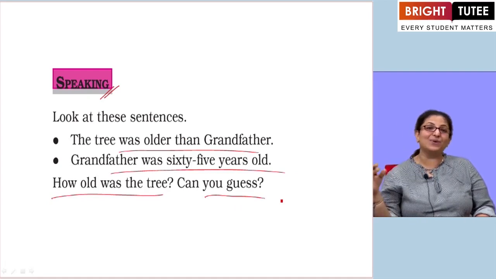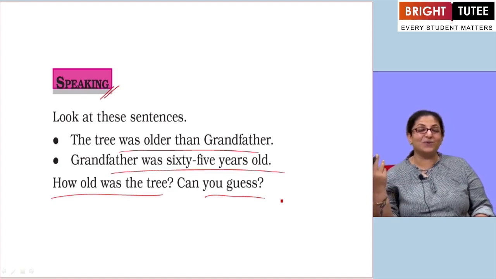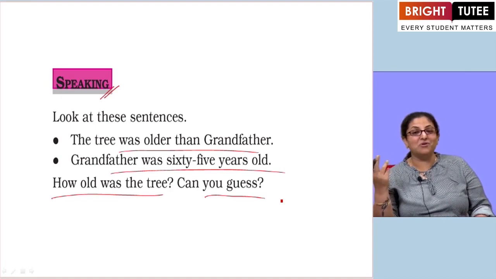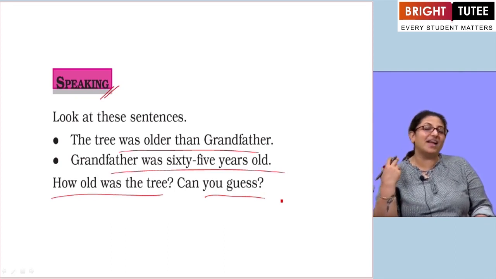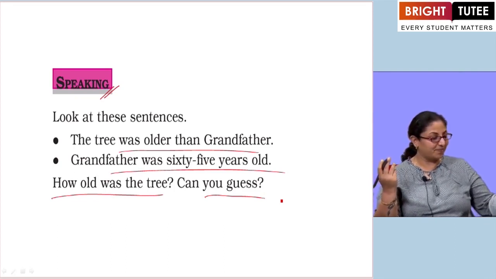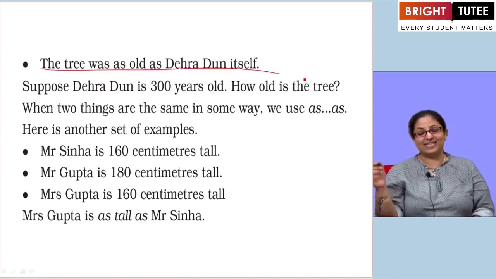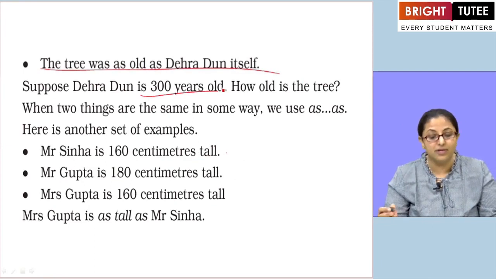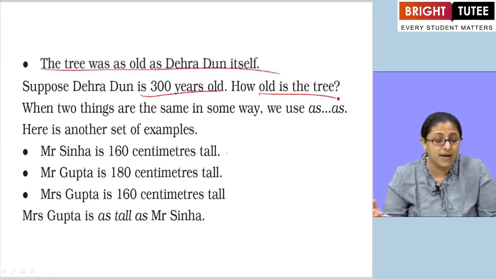It was that old. We can't even guess how old the city was, or how old the tree would be. Probably 100, 200, 300 years ago the tree would have sprouted up. We don't know. It would have been a very old tree. The tree was as old as Dehradun itself. Suppose Dehradun is 300 years old. How old is the tree?